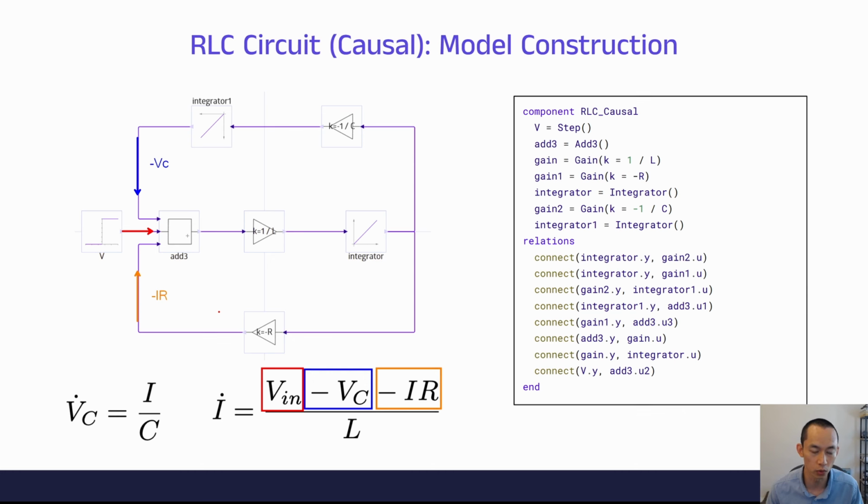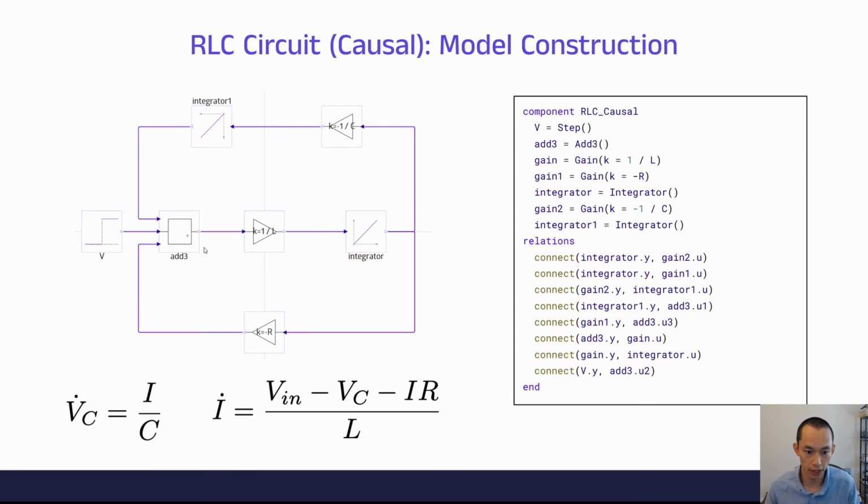So just like last time, what we're going to do is just assume those to be true right now. And then we'll convince ourselves by the end of walking through this block diagram that the blue signal is indeed negative VC and that the orange signal is indeed negative IR.